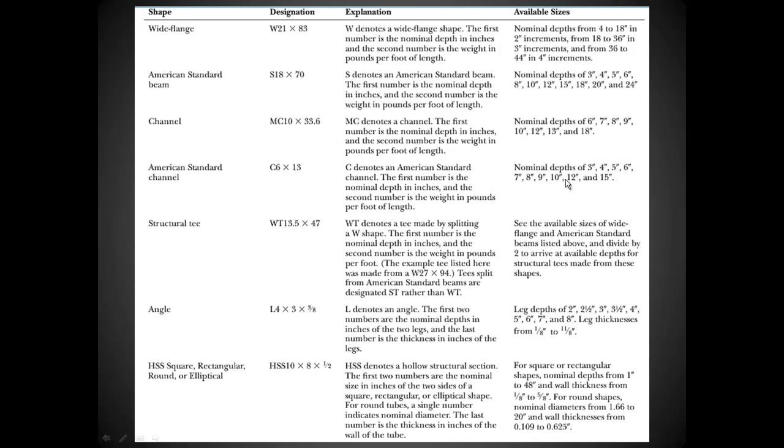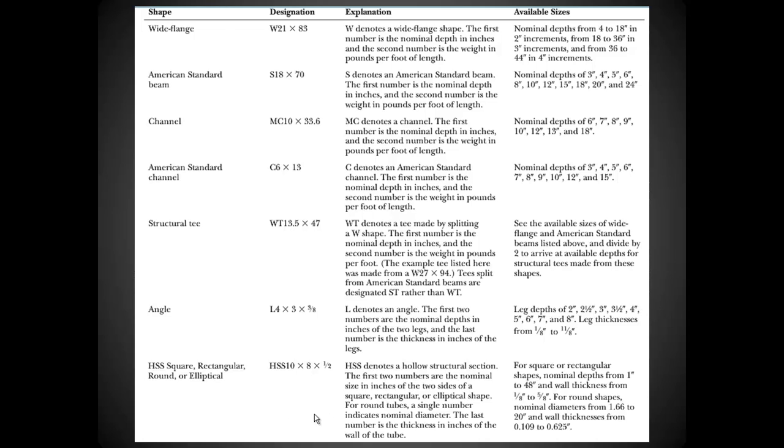We get the nominal dimensions that these pieces of steel are available in. The structural T, that might have been a 5 on the previous page. WT denotes the T shape. 13.5 is the nominal depth in inches again, and then 47 is the weight in pounds per linear foot. The angle does not have that designation. The angle is just an L. It gives us the designation for the one leg, a second designation for the length of the second leg in inches, and a thickness of the material in inches. L4 by 3 would be a 4 inch by 3 inch angle, 3/8 of an inch thick.